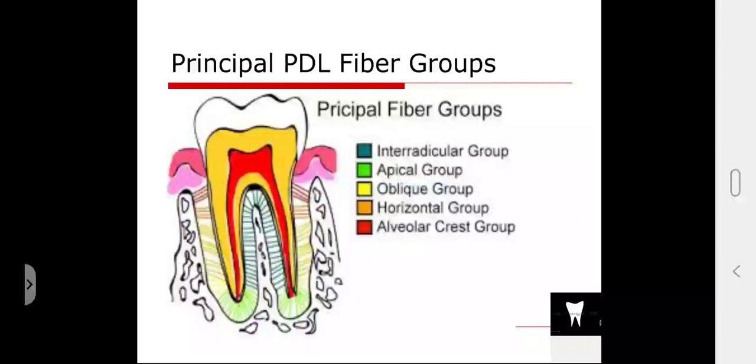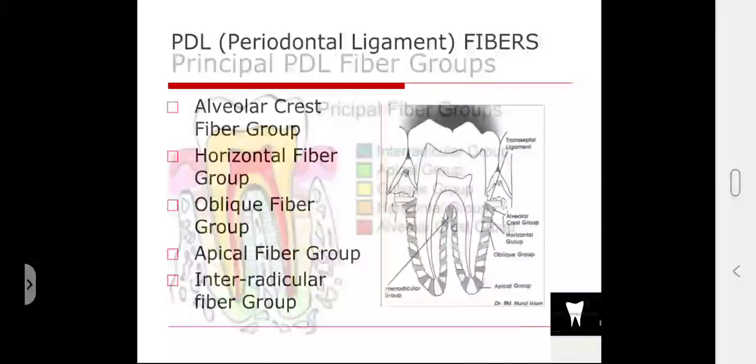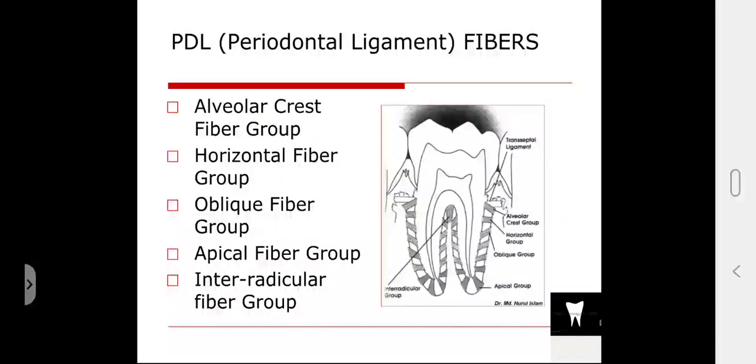The principal PDL fiber groups, there's 5 of them: the interradicular, the apical, oblique, horizontal, and alveolar crest group. And you'll see that they're nicely colored in this diagram. And again, it's just shown in a black and white picture, but it also breaks down the different fiber groups.